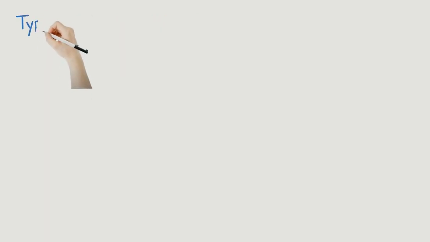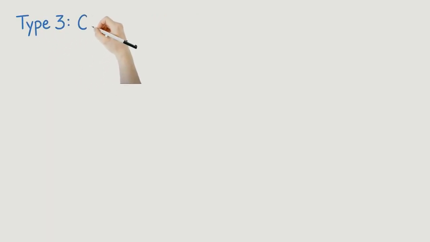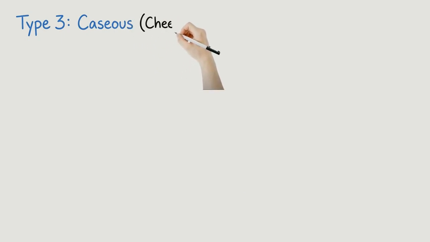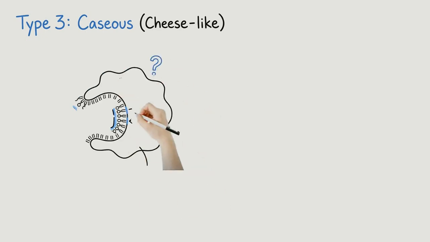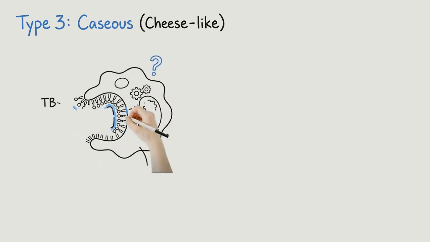Type 3. Caseous, the pathognomonic pattern you should instantly associate with tuberculosis. Caseous means cheese-like: soft, white, friable, crumbling. You will also see it with certain fungi such as Histoplasma and Coccidioides, but the reflex on step 1 is TB first. Mechanistically, it's about host-pathogen stalemate.